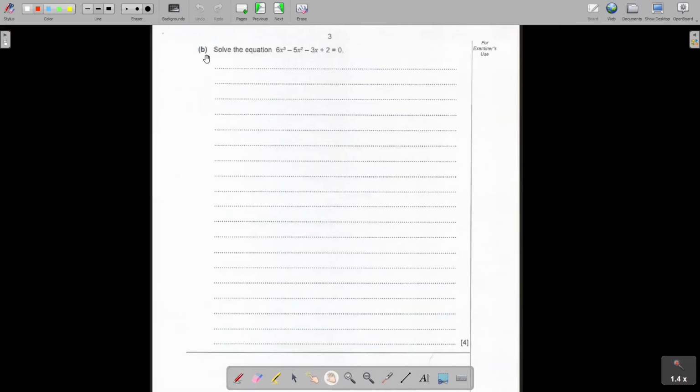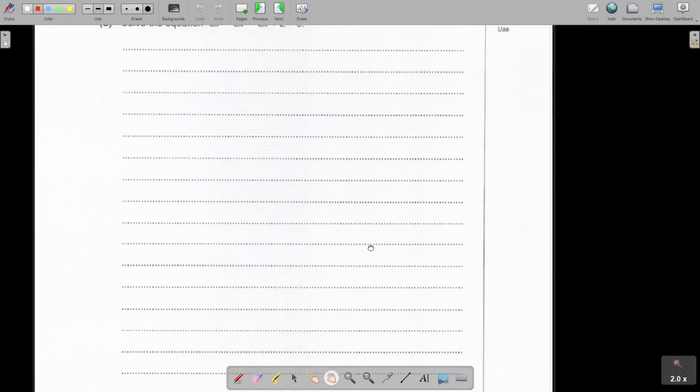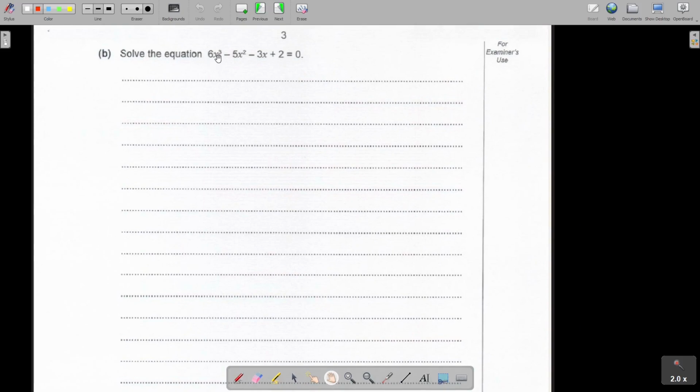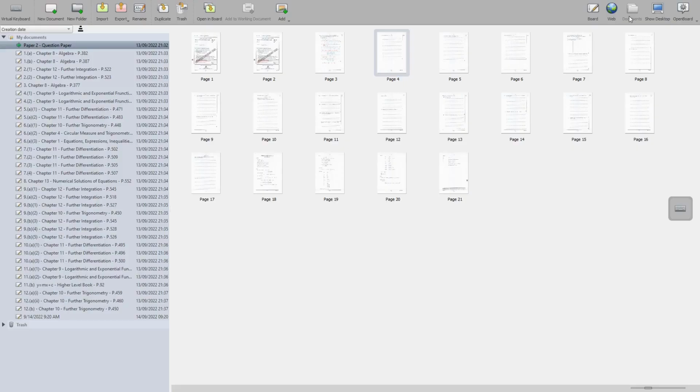Question number 1b. Solve the equation. I'm going to make it a little bit bigger so that you see better. 6x to the power 3 minus 5x squared minus 3x plus 2 is equal to 0. This is a cubic equation. So again, let me first take you to the textbook.